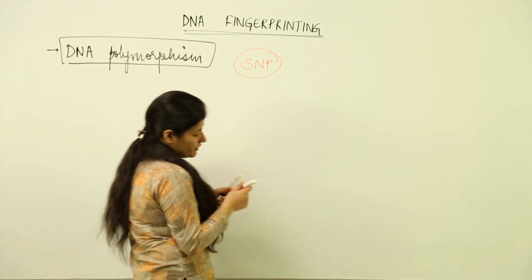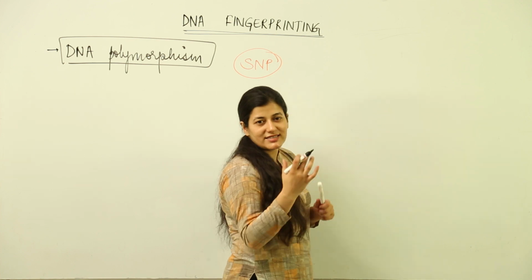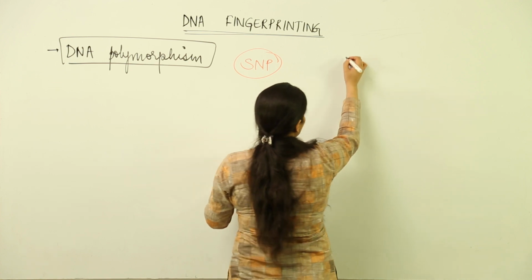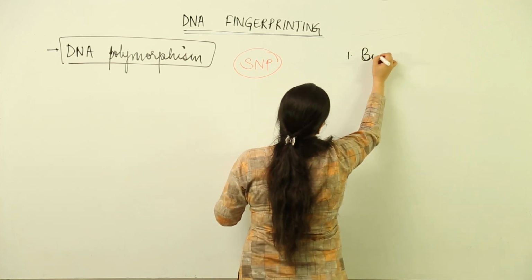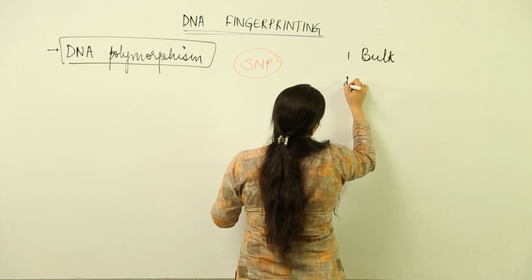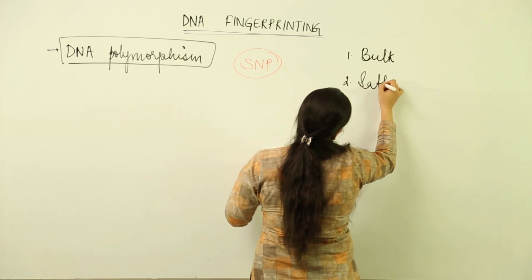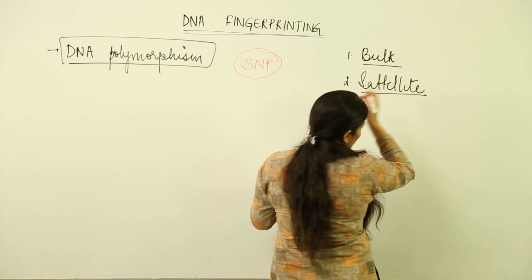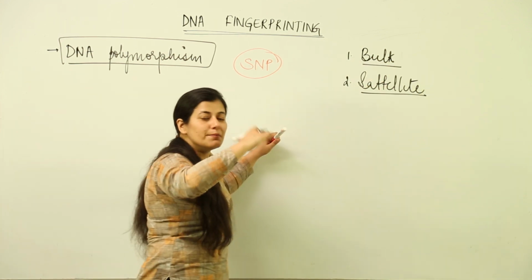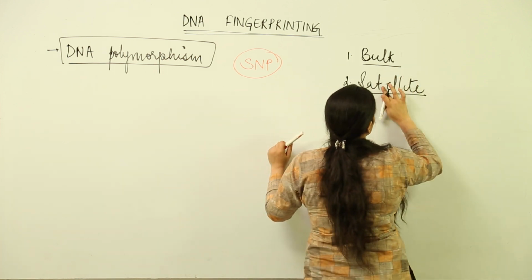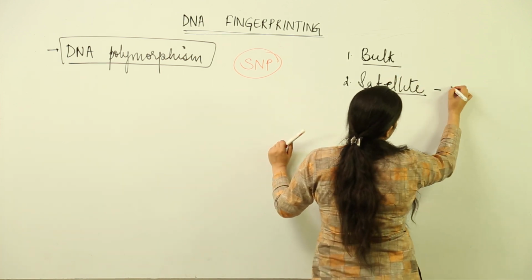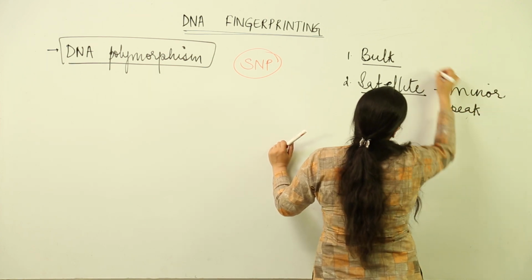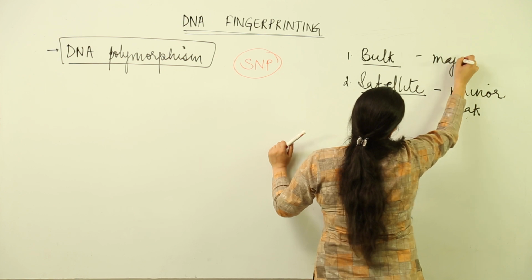Now, how does this DNA polymorphism come into the scenario? First of all, you have to keep in mind that when the DNA is separated, it is being cut from the chromosome or the entire genome. There are two types of DNA. One is bulk DNA and the other one is satellite DNA. When this DNA is separated, there are two peaks which are made. The one which is satellite makes a minor peak, while the one which is bulk makes the major peak. So, you have a minor peak and a major peak formed in the centrifugation. Okay.